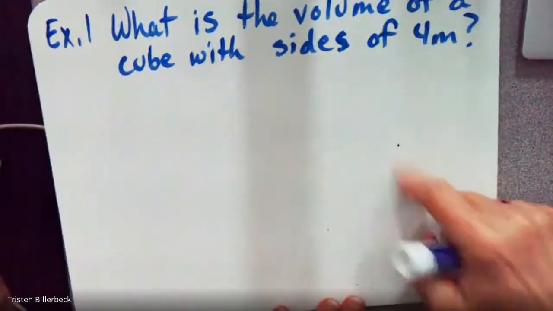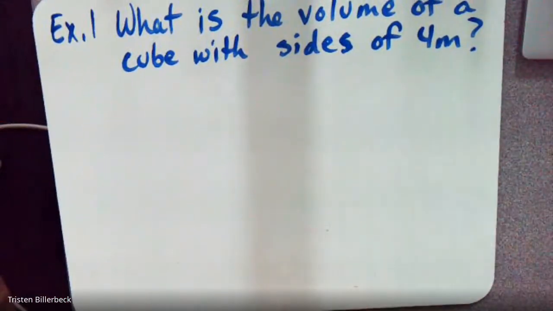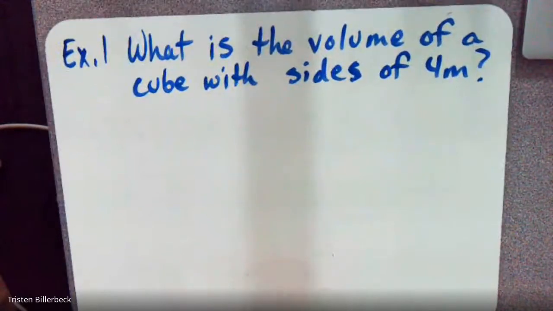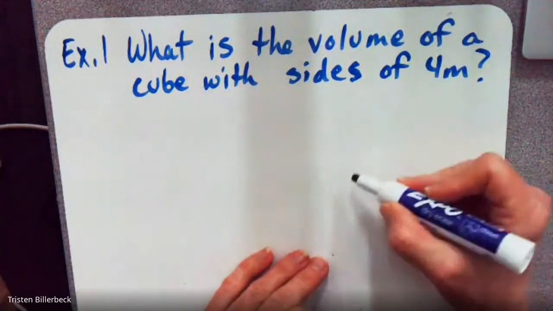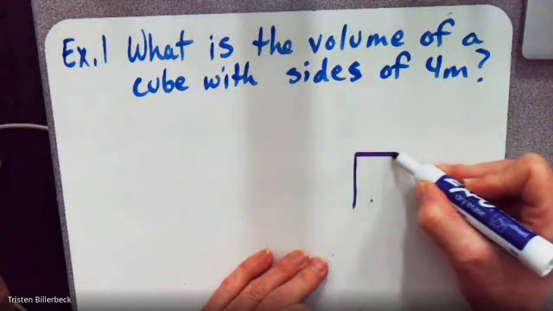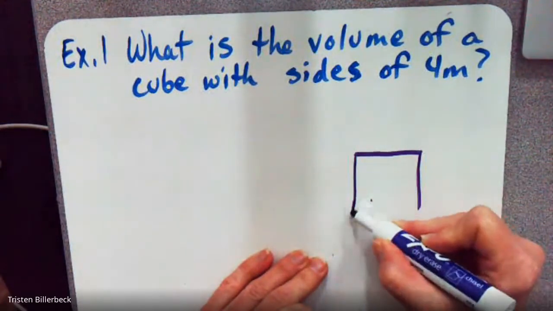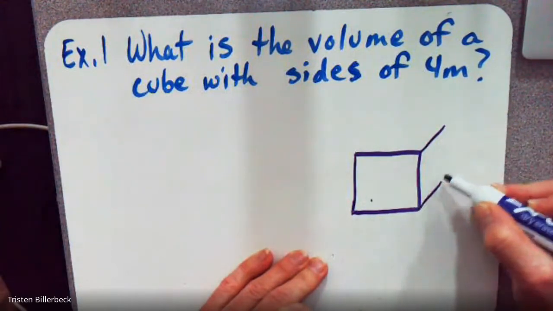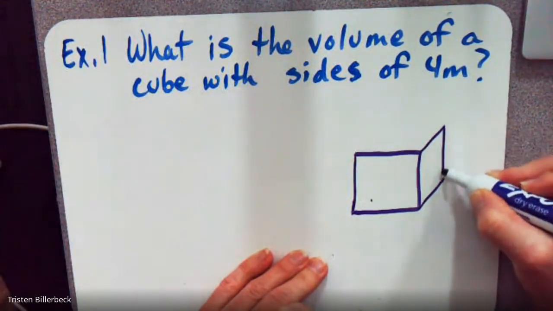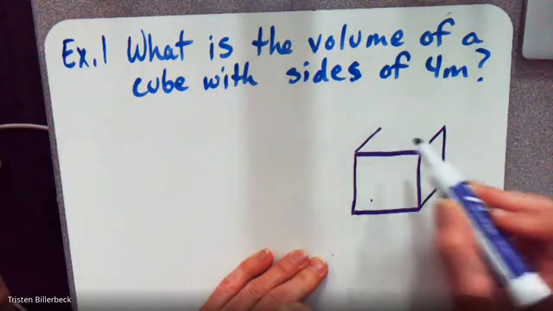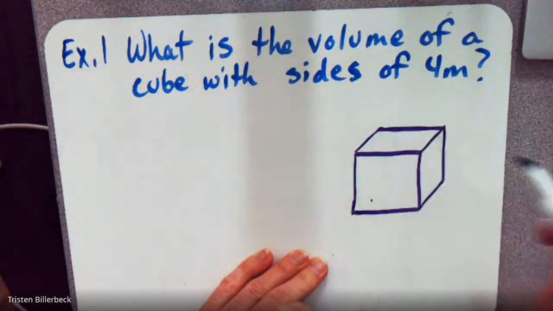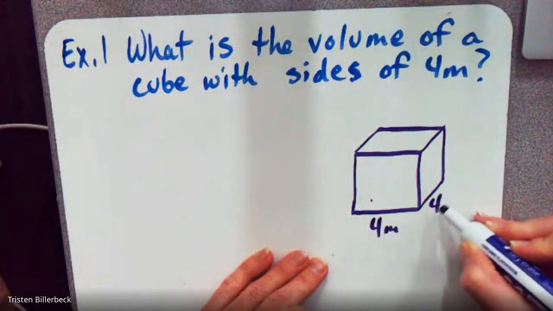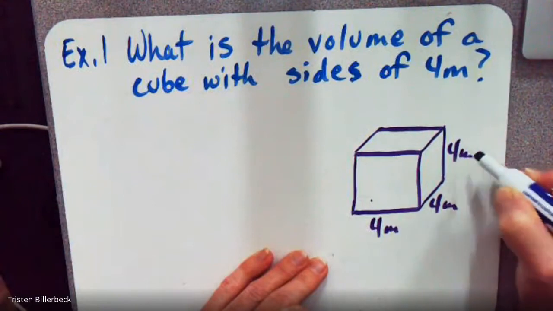So what is the volume of figures? Of a cube with a side of 4 meters. So we know that with a cube, we want to draw a picture, and a cube is just basically a 3-dimensional square. All the sides are the same length. Okay, so if we have that, we have 4 meters here, 4 meters here, and 4 meters here.